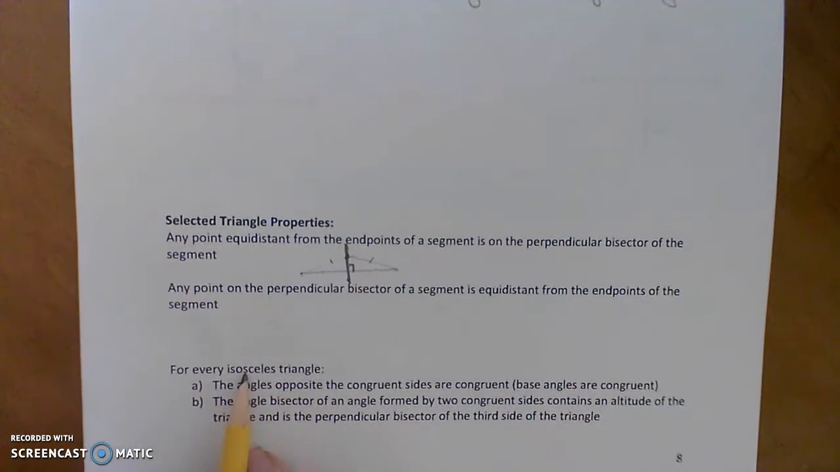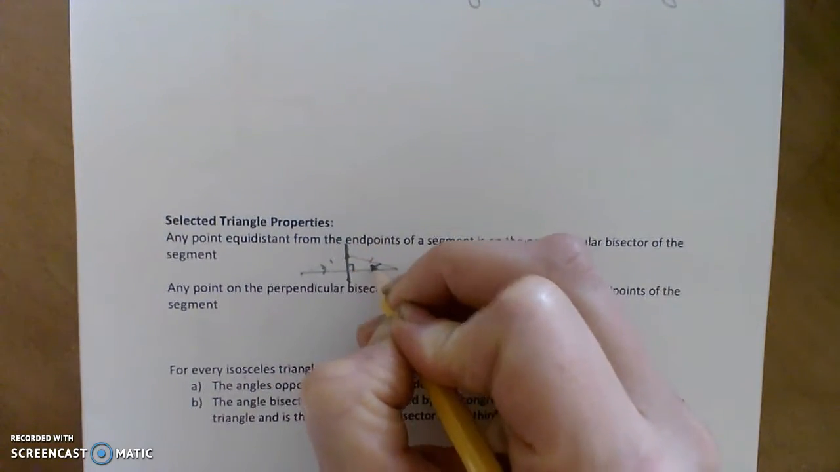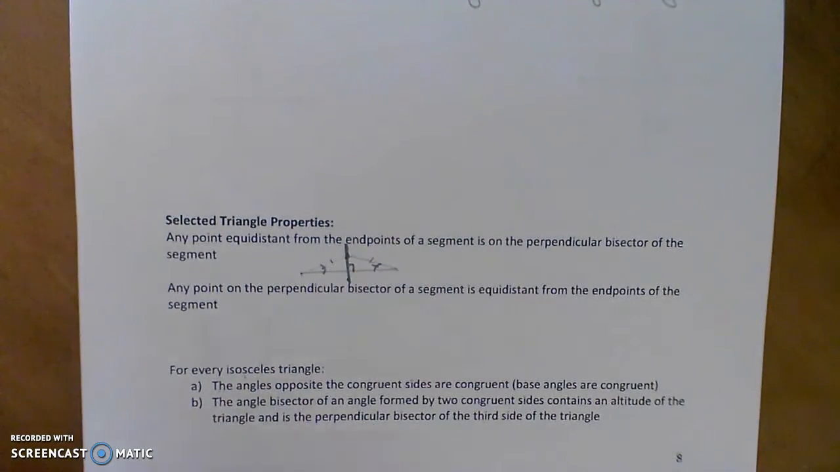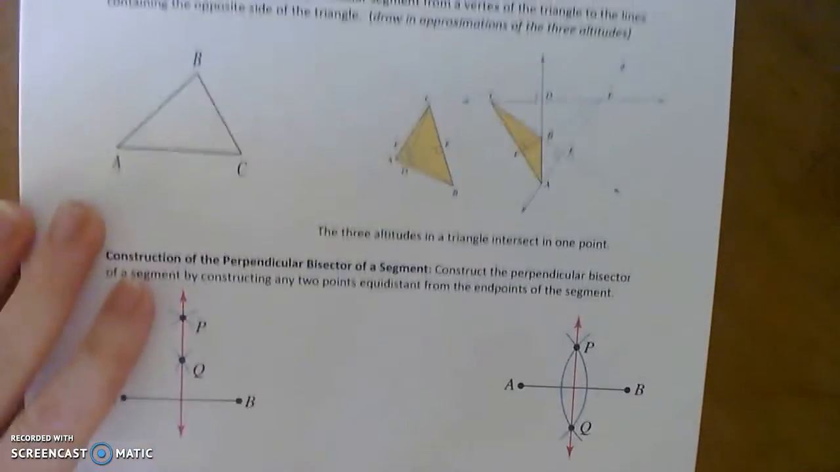All right, for every isosceles triangle, number one, the angles opposite the congruent sides are congruent. So that's the two, we usually call those the base angles. Base angles in an isosceles triangle are congruent to each other. And also, the angle bisector of an angle formed by the two congruent sides contains an altitude of the triangle and is the perpendicular bisector of the third side of the triangle. So we'll see that in our next construction.